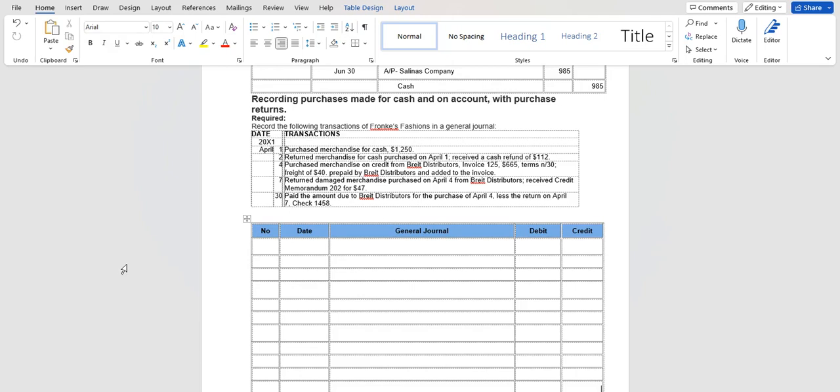All right, so we'll keep going. So now we're looking at recording purchases made on account with purchase returns. Okay, so on April 1st, let's record that date. April 1st, we purchased merchandise for cash. Okay, so now we're purchasing merchandise for cash. So what we're going to do is we're going to go and debit our purchase account.